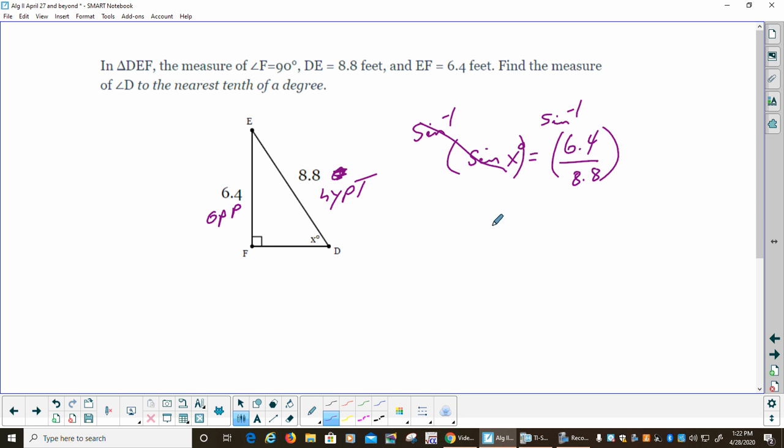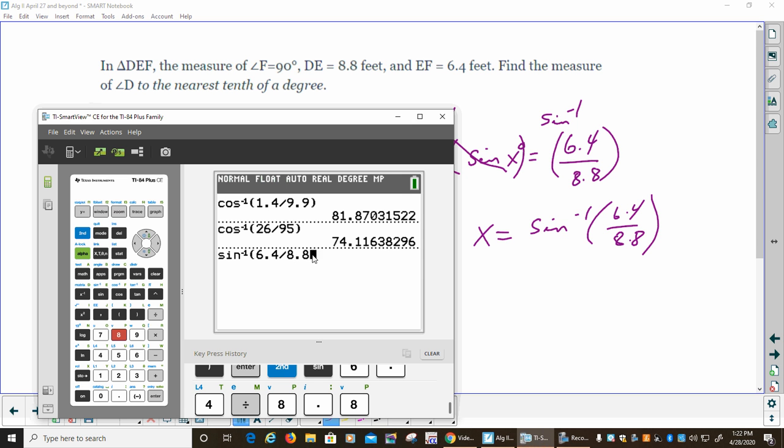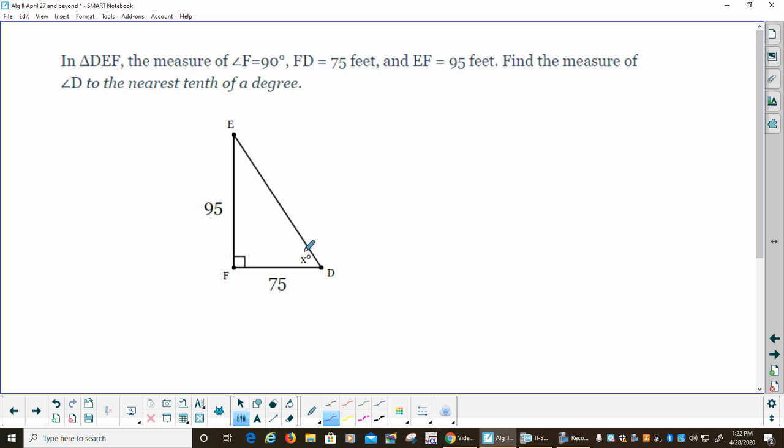These two things cancel out. X is equal to inverse sine of 6.4 over 8.8. You just grab your calculator and type it in. Second sine, there's inverse sine, 6.4 divided by 8.8. And again, you don't need to close that parenthesis. If nothing else is coming, you can just hit enter at that point. And this says round to the nearest tenth of a degree. There's tenths, that's 5 or bigger, so it's 46.7. X is equal to 46.7 degrees. Okay. Next. Should be the last one, so hang tight.